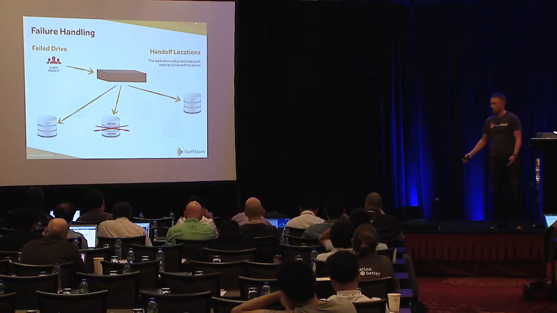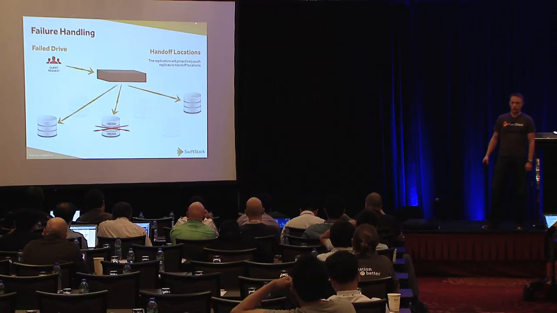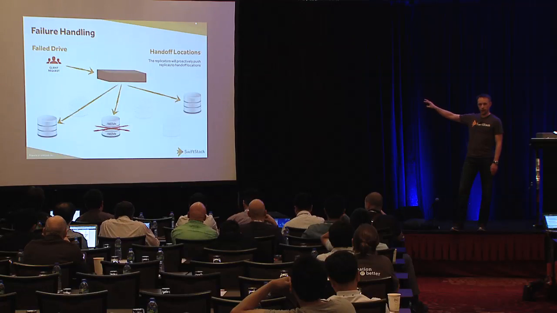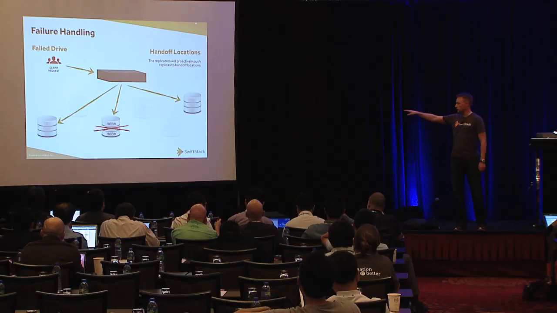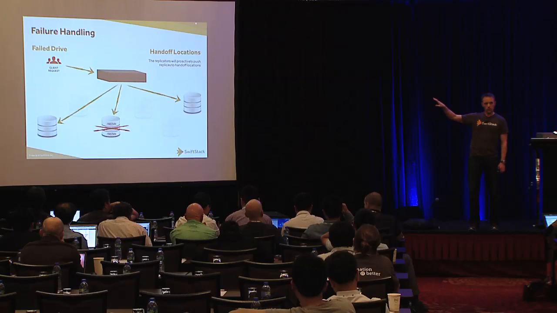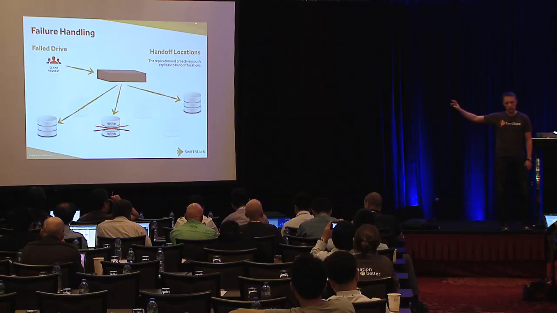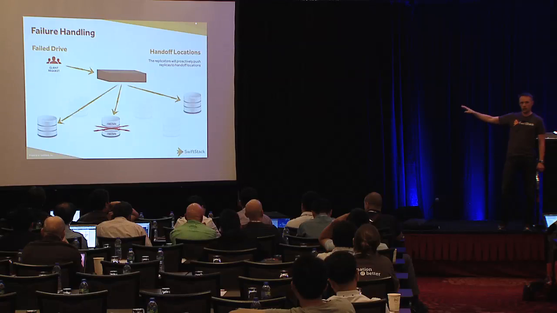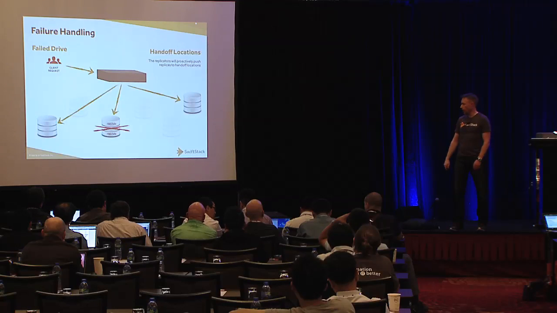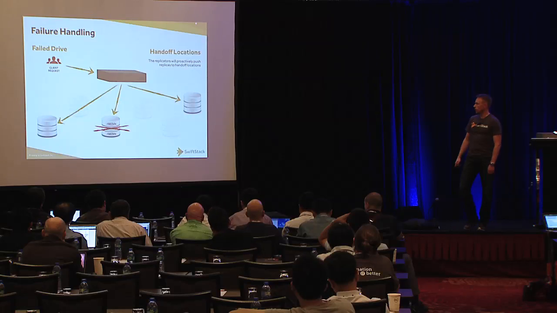So, what happens if a drive dies? Luckily, they figured this out, and there will be handoff locations that are deterministically put into the system. So if the disk where the object is supposed to go dies, there are at least two or three different handoff locations where that object will be placed until the disk or the ring has changed, and the data will then be replicated back to the third. So you have your three different objects in three different places.